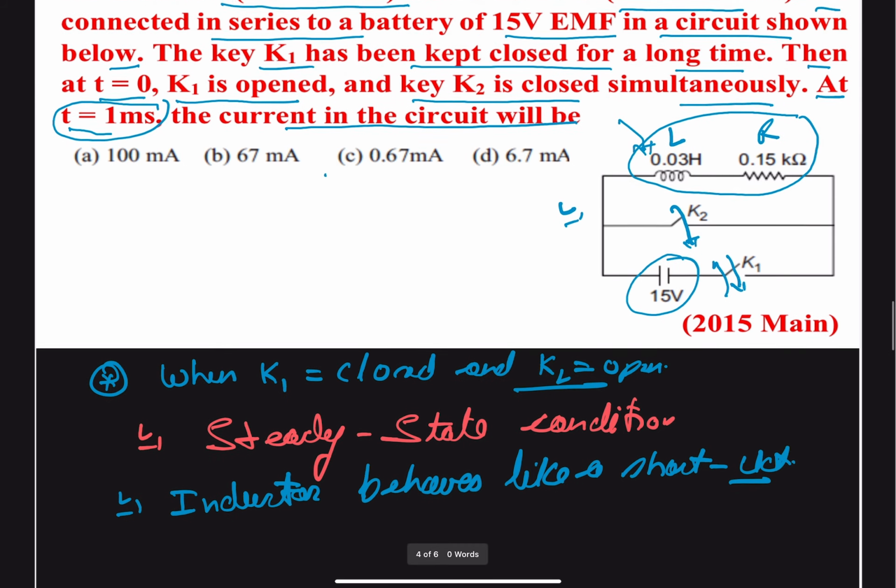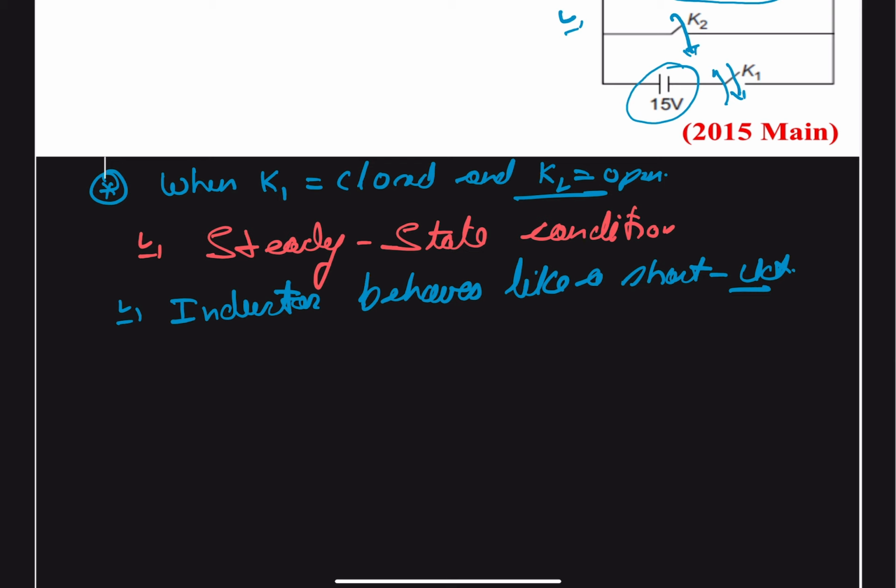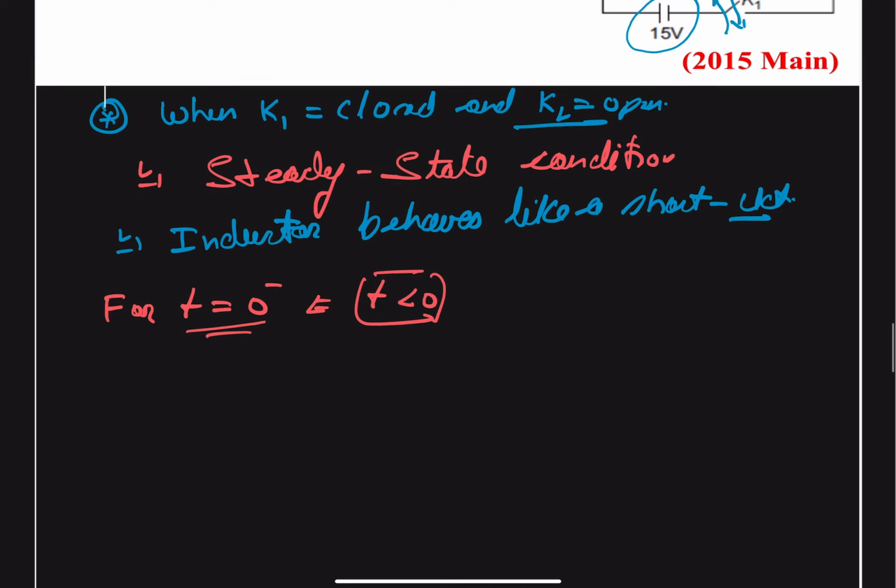And the switch is flipped at t equal to 0. So let us consider a time which is slightly less than t equal to 0. So we can say for t equal to 0 negative, this basically means that t is just before 0, just less than 0, a fraction of a second. So we can denote it as t equal to 0 negative. And under this condition, we have a steady state condition and the inductor is going to behave like a short circuit. So we can find out the current.